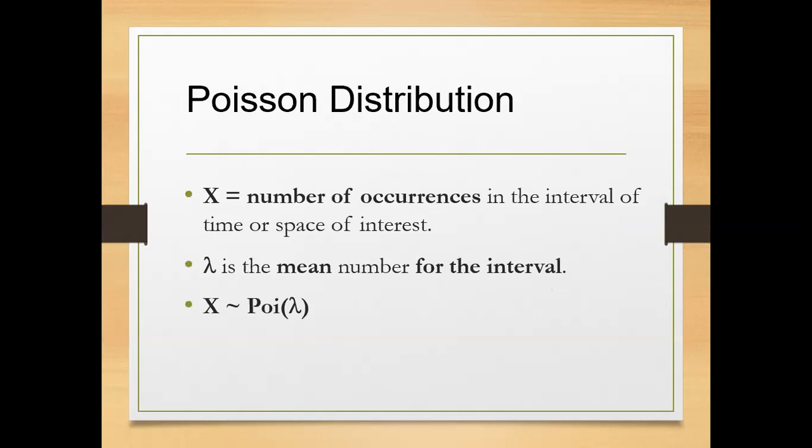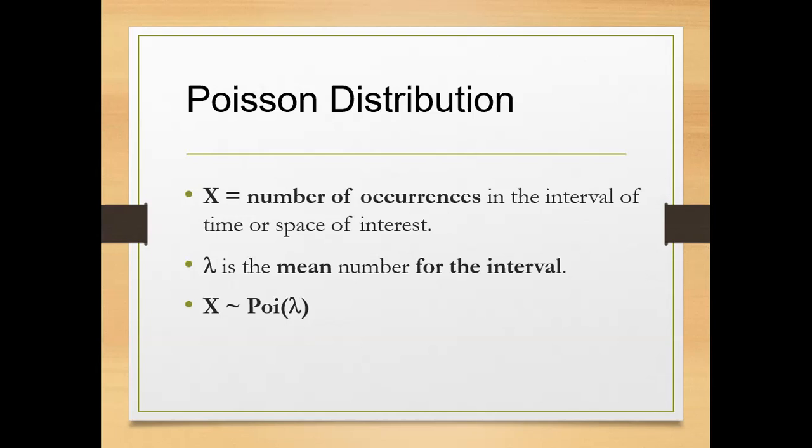So X is defined to be the number of occurrences in the interval of time or space. You don't have to be talking about time necessarily. You might be sitting at a conveyor belt, looking for the number of flaws every 100 feet of plywood or something. So it could have something to do with geometric space as well, but you're just counting the number of occurrences. That is a random variable.